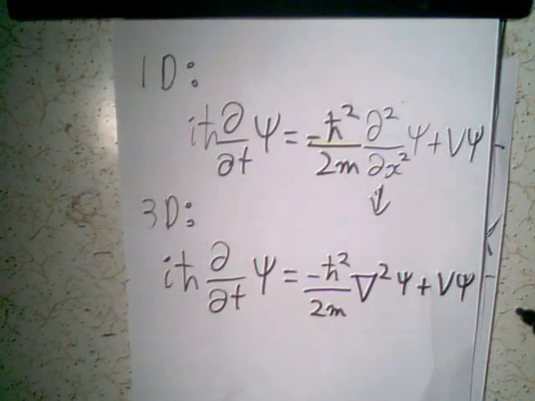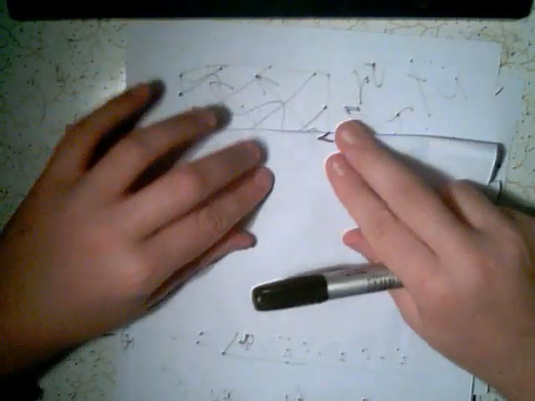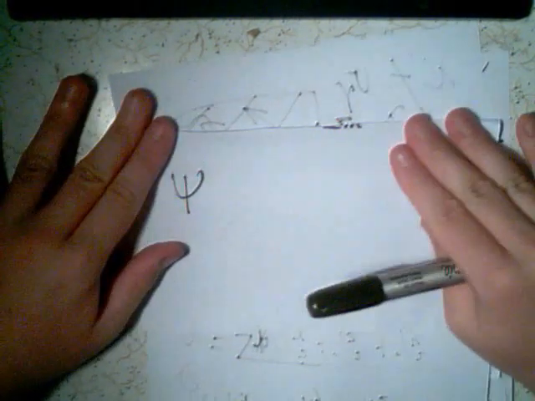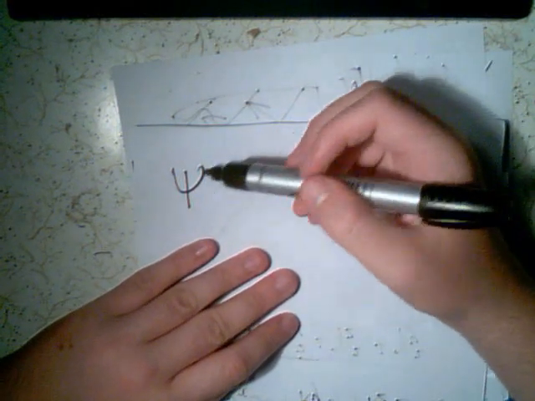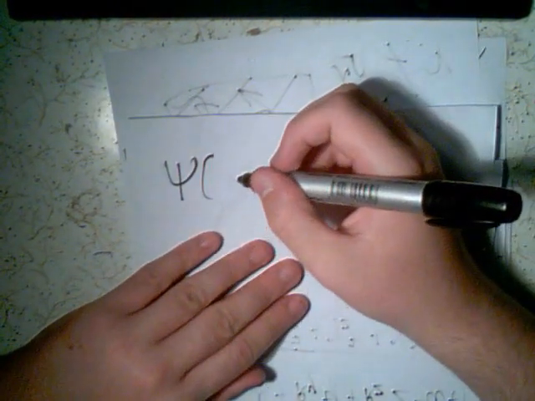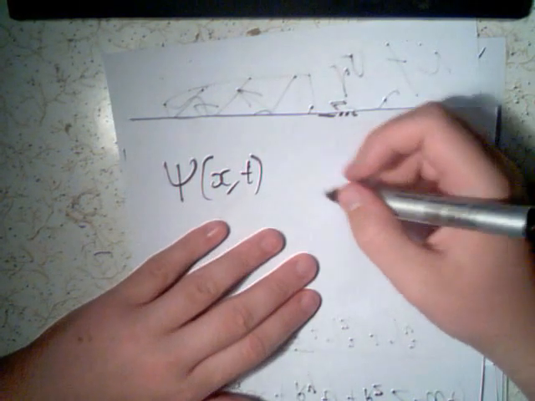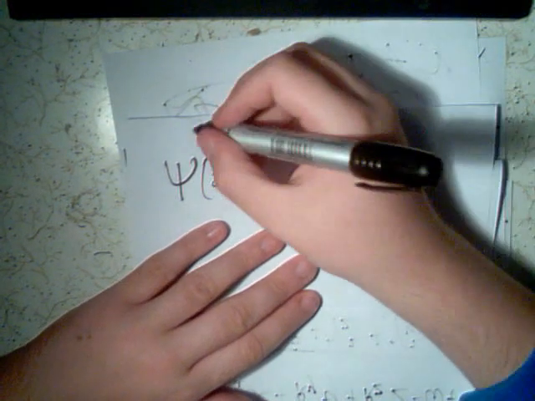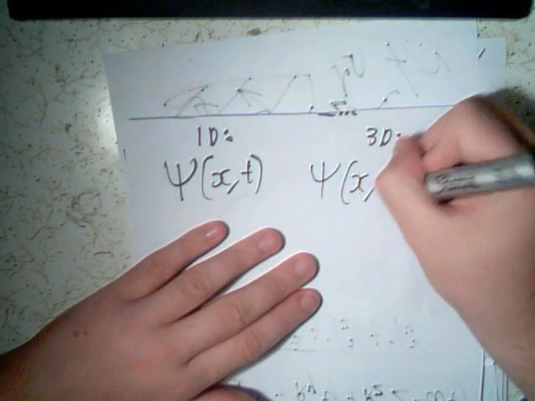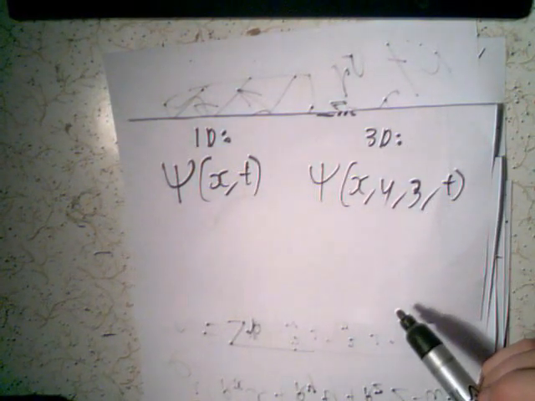Okay, and one important thing to note is that psi specifically isn't just a variable, it's a function. It's called a wave function because it's a wave and a function, and it's a function of x and t in the one-dimensional case, and in the three-dimensional case it's a function of x, y, z, and t. So the three spatial dimensions and time.